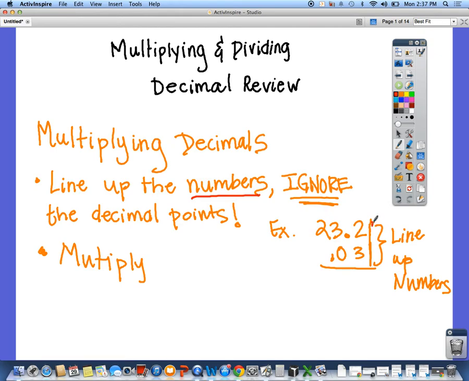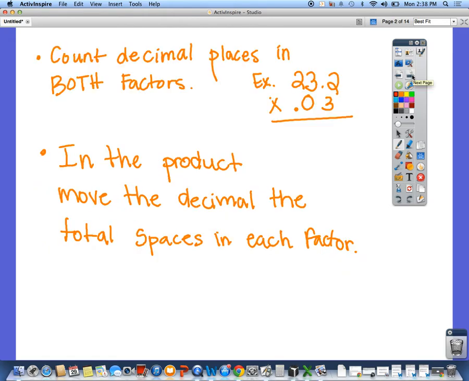In this problem right here that I have, 23 and 2/10, we are multiplying by 300. And I have lined up the numbers, but I've ignored my decimal places. And our next step, we have to solve the problem. Let's go ahead and solve this together. 2 times 3, 6. 3 times 3, 9. 2 times 3 is 6. I don't even need to multiply in this place value because it's 0 and we know that it's going to equal 0. I have to count the decimal places next step in both factors.